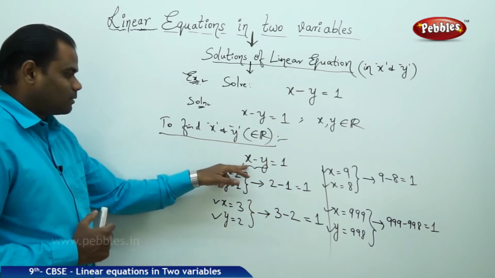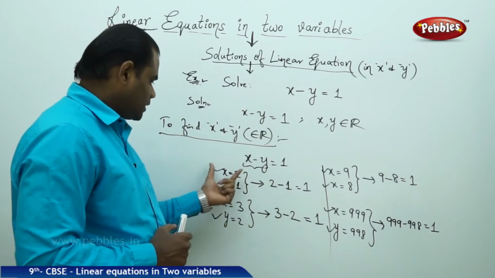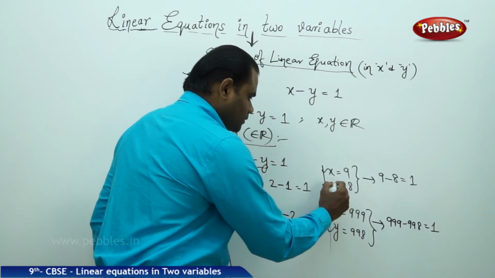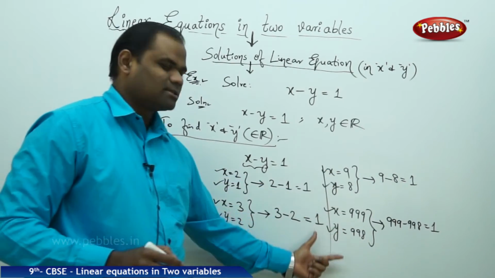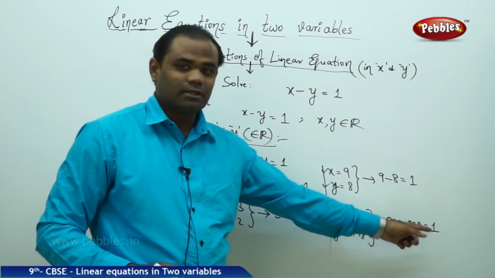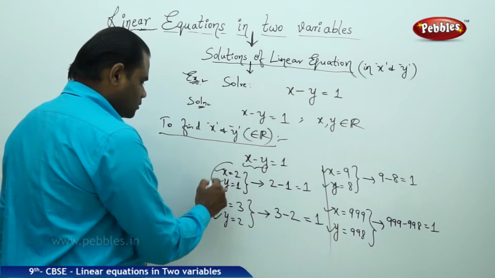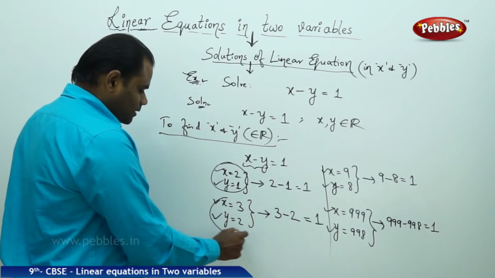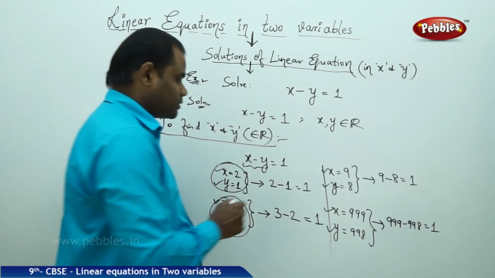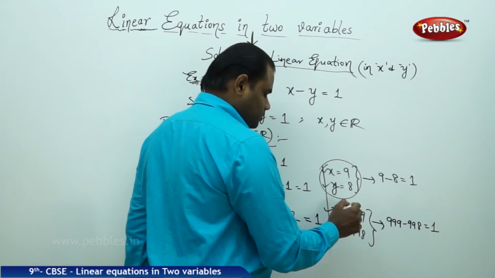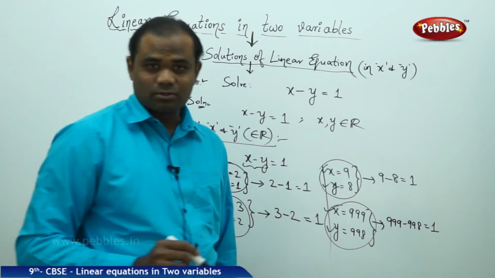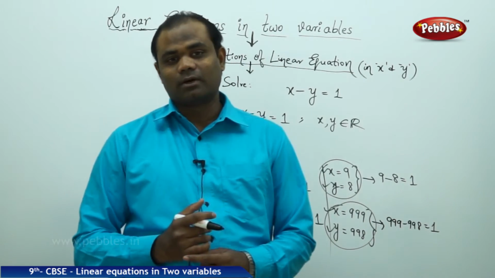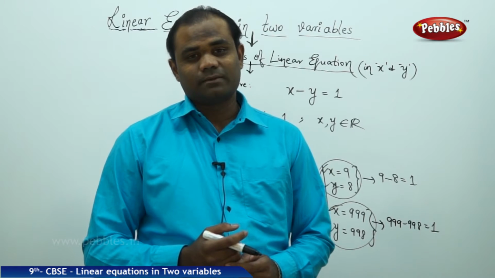When we see the example problem x minus y equal to 1, as we see the different sets of solutions for x and y, all satisfying the given equation, they are all the solutions. This is a solution for the given equation. This is also a solution for the equation. This is also a solution, and this is also a solution for the linear equation x minus y equal to 1 in two variables x and y.